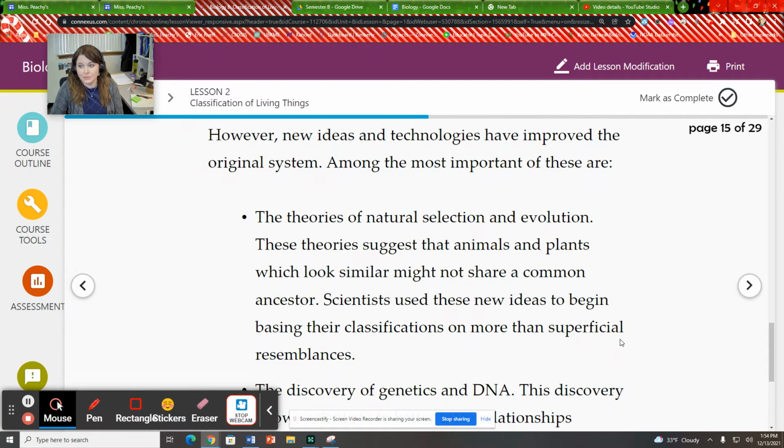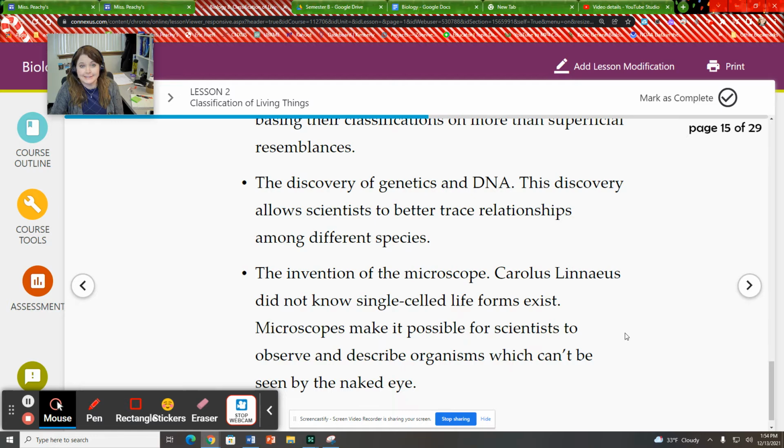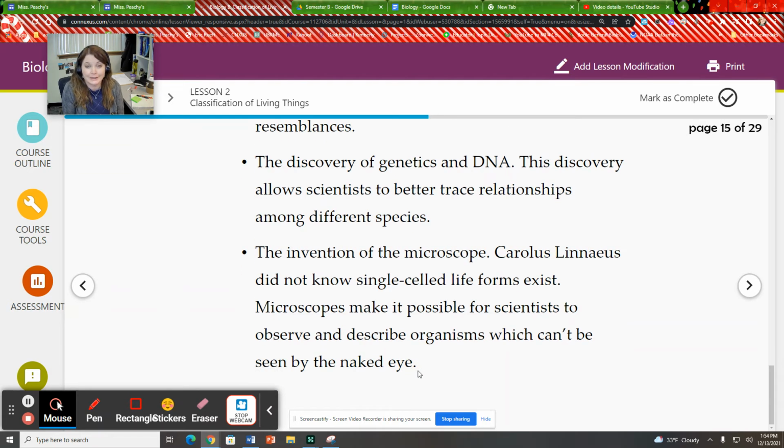For example, theories of evolution and natural selection have led to changes in the classification system. Discovery of genetics and DNA has led to changes in the classification system. Two organisms might look a lot alike, but they might not actually be related to each other very well. Their DNA doesn't match, right? So maybe they were put in a group in the past because they looked alike, and now they're put in separate groups because we know that they're not as closely related as we thought they were. And of course, we now have better and better microscopes, so we can see even smaller and smaller things, which adds to our diversity of living things in the world as well.